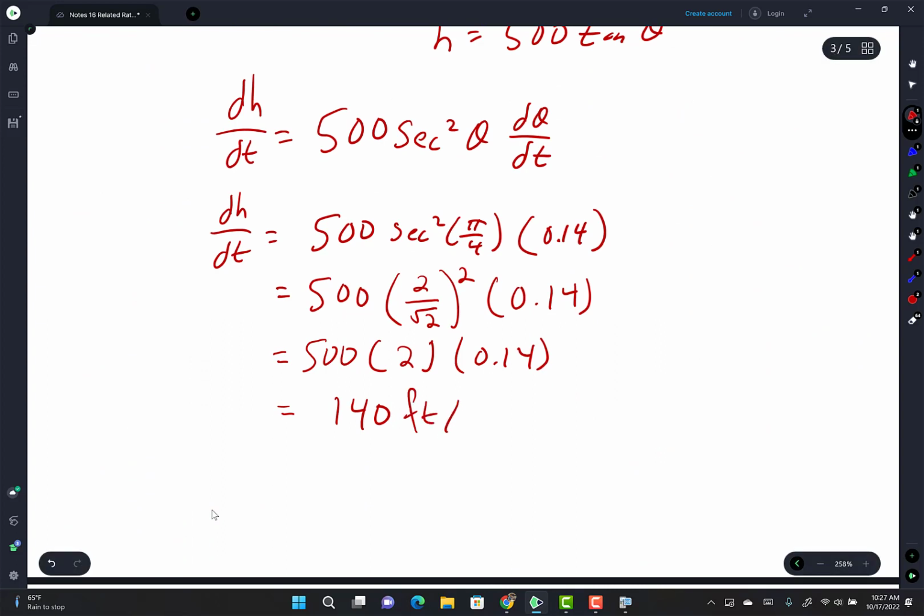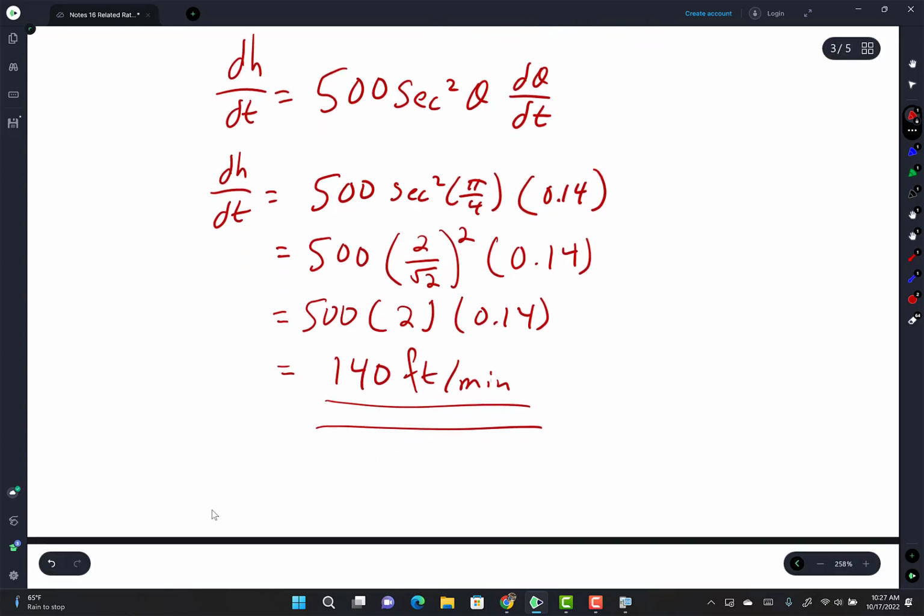Feet per minute. No, feet per second. This is a hot air balloon. 140 feet per second would be ridiculous. But 140 feet per minute sounds a lot better. Always make sure that your answer makes sense. 140 feet per second. I don't know much about hot air balloons, but I know 140 feet in 1 second sounds like a lot to me. I've never seen a hot air balloon go fast. Do we understand what we're doing, guys?